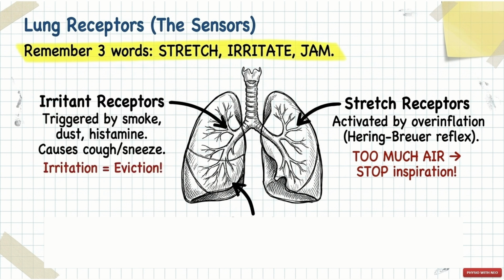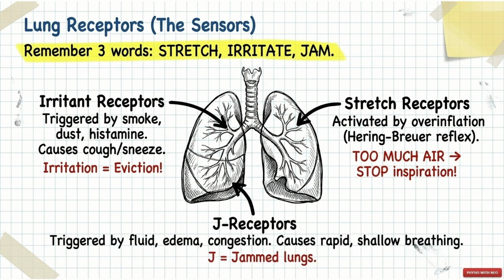The second one is the irritant receptor. It is mainly triggered by smoke and dust, releases histamine and causes cough and sneeze. Remember, irritation leads to eviction. And then lastly, the J receptors. They are mainly triggered by fluid, edema and congestion, and cause rapid shallow breathing. J for jammed lungs.